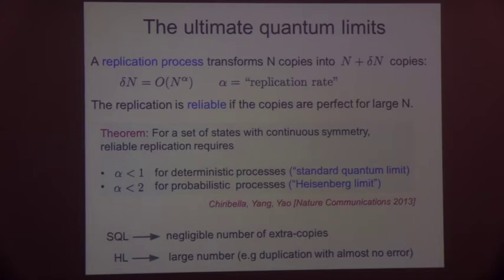And for alpha less than 2, it's possible to make n to the alpha additional copies. They all look very much like the initial one. If you start with n copies, you would get exponentially close to the copies. So if alpha is bigger than 2, then you cannot do it, for a reason that has to do with quantum metrology, called the Heisenberg limit. This paper was published in 2013.